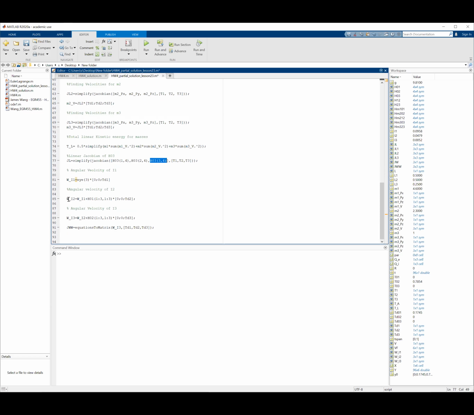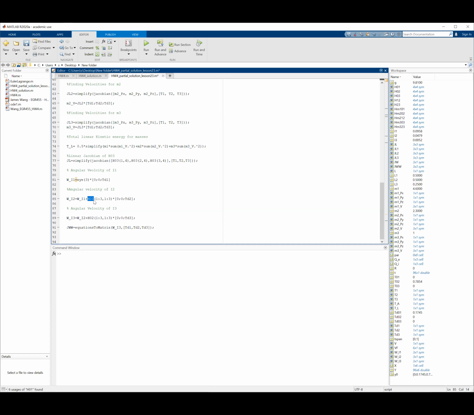Now, this is the part which needs a little bit of discussion. So, omega 1 is R00 multiplied by 00 TD1. That is the angular velocity of link 1. Angular velocity of link 2 is omega of link 1 plus H01. Please note, this is H01. This is the rotational matrix relating 1 to 0.